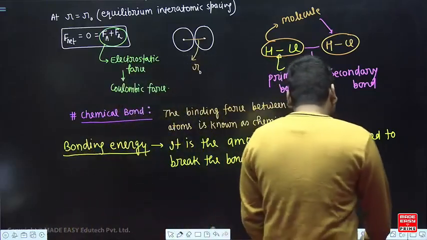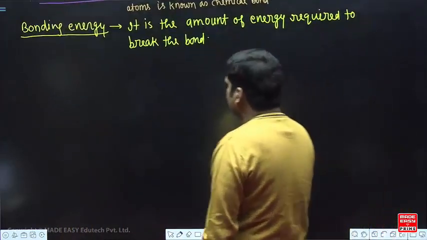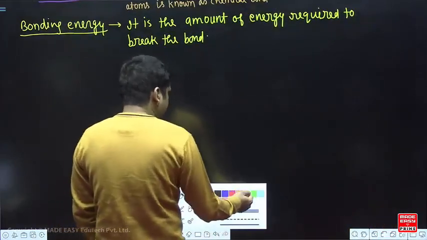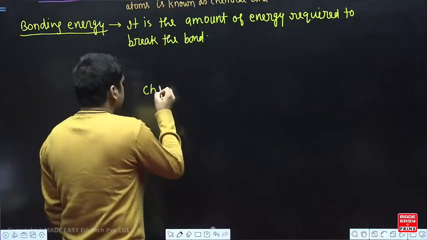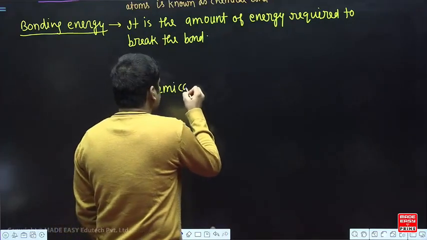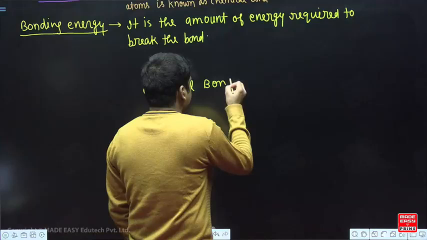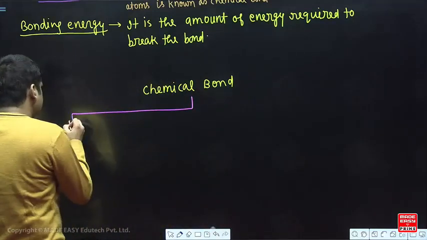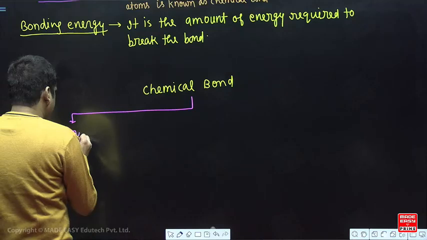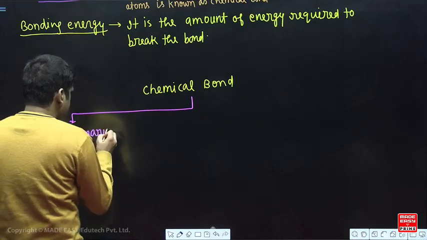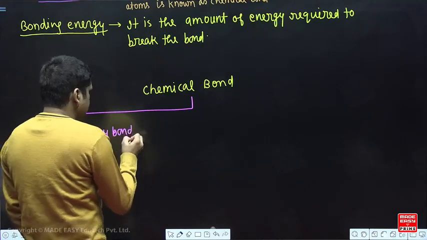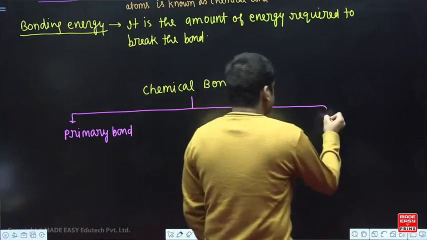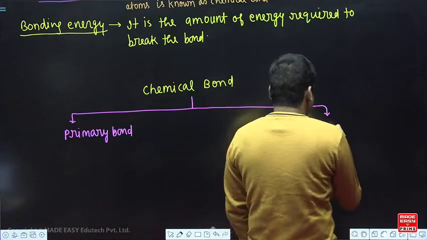So we can classify this bond in two broad categories, and first category is chemical bond. It can be classified as, first one is primary bond, and the second one is secondary bond.